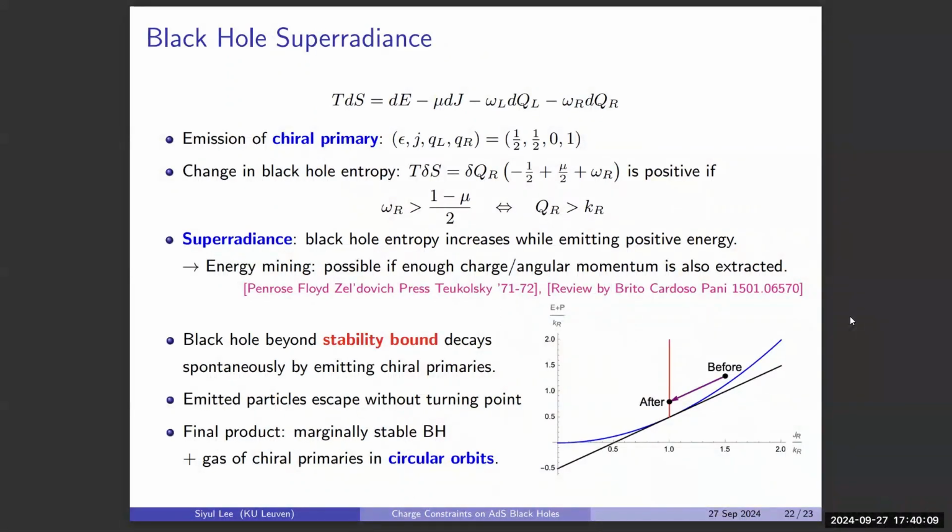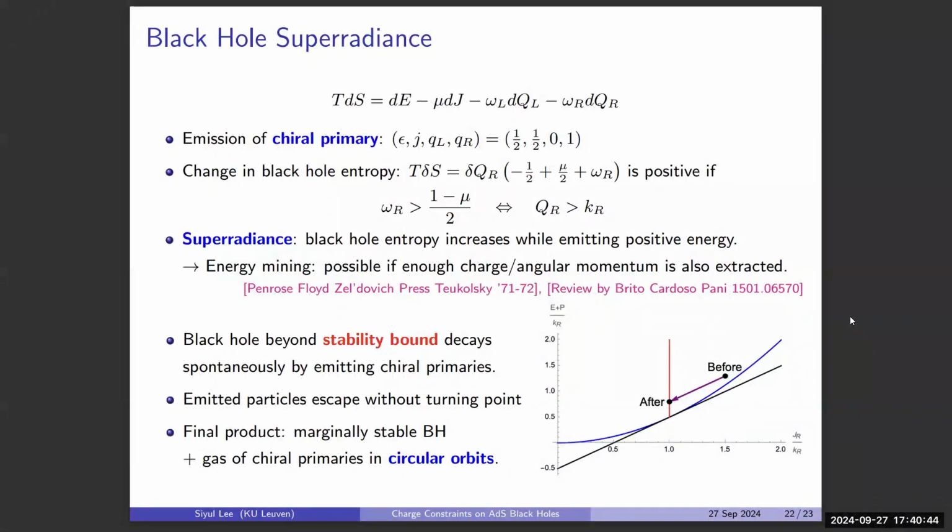Actually, in this case, the black hole is extremal? Well, in this case, I'm not committing to any extremal black holes. In the picture on the lower right side, the before and after, the 2 points are all not extremal. The extremality bound is the blue curve. Okay. Thank you.